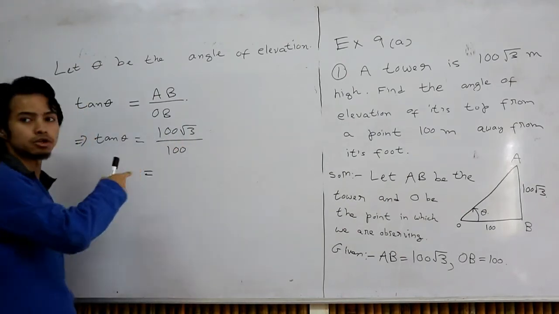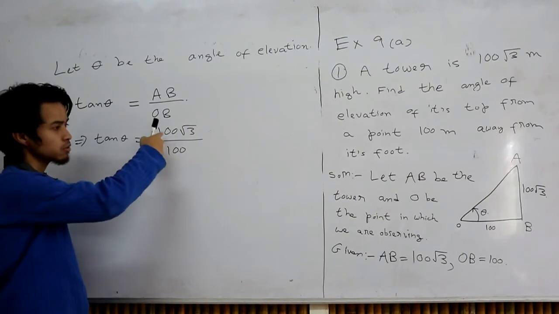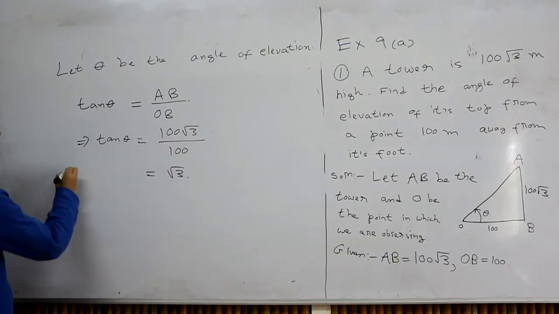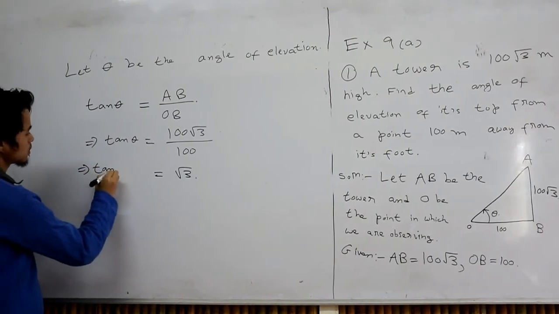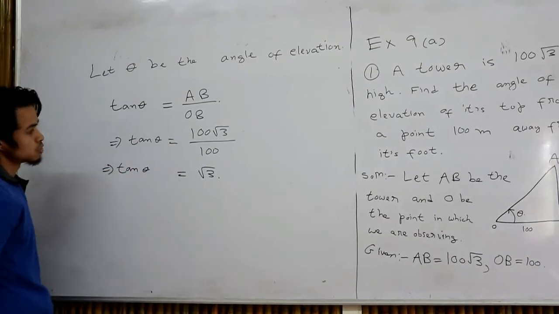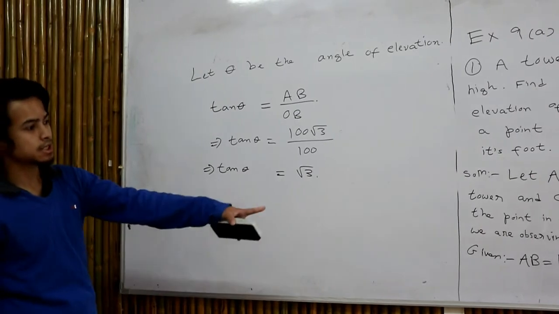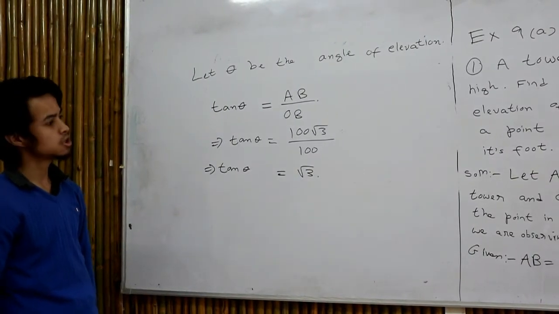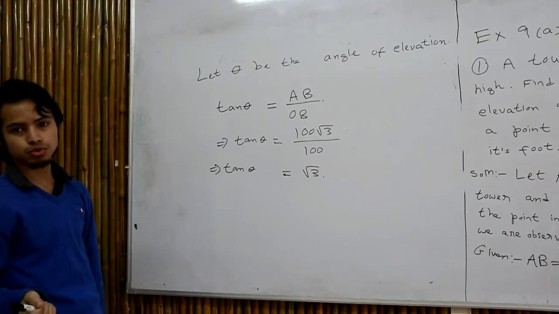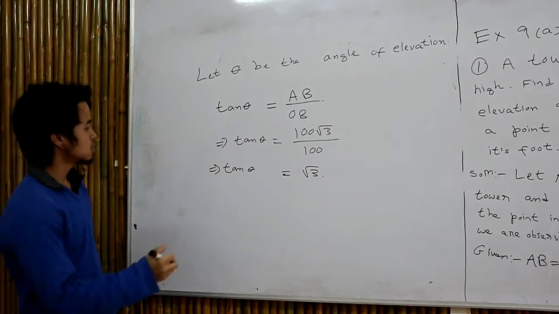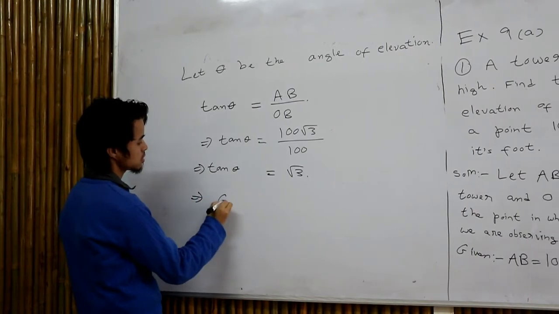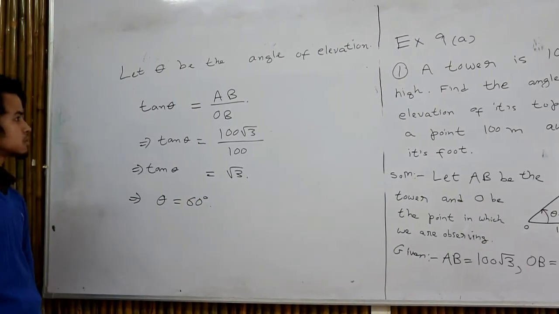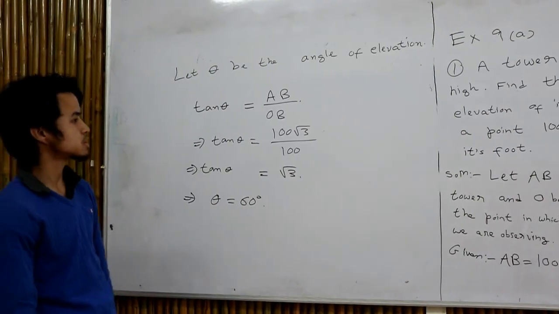100√3 means 100 into √3, so that means we can cancel out. So we'll get only √3, which implies tan of theta is equal to √3. Then we clearly see that theta is an acute angle, which is an angle less than 90 degrees. So according to the concept which we have learned in the previous class, we will have theta to be 60 degrees. Alright, so now let's move on to the next question.